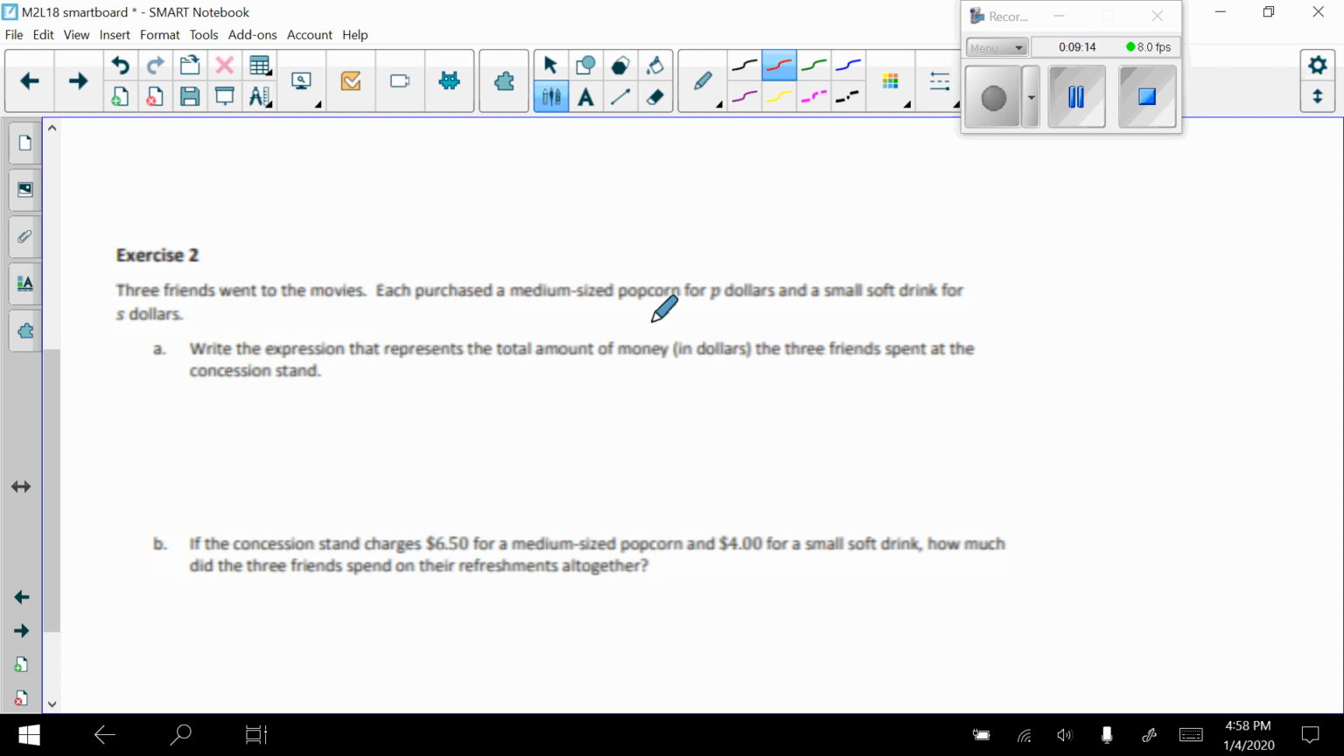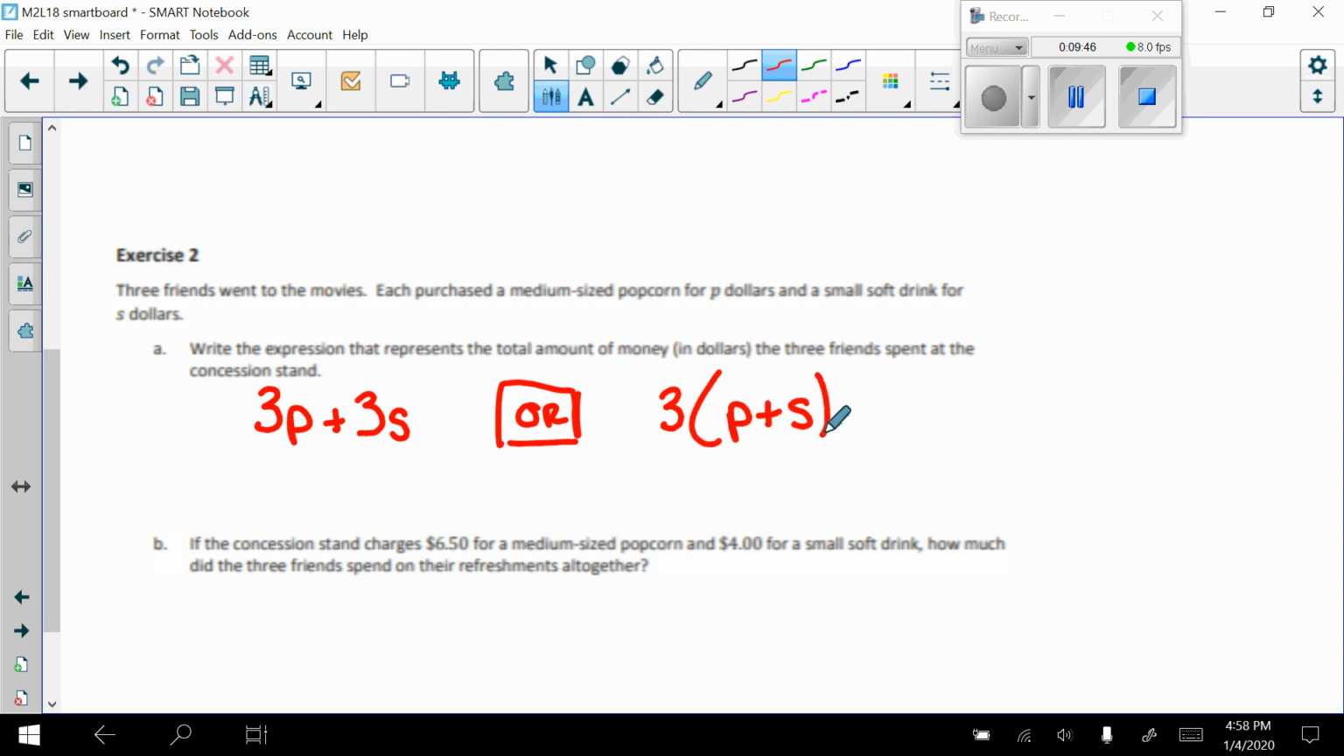So write the expression that represents the total amount of money in dollars the 3 friends spent at the concession stand. So each one purchased, so 3 people purchased a popcorn and 3 people purchased a soda. Be very careful when you use the S for a variable that you don't confuse it with a 5. So 3 popcorns and 3 sodas. Or another way to write an expression for this problem, there's 3 popcorn and soda combos that are purchased.